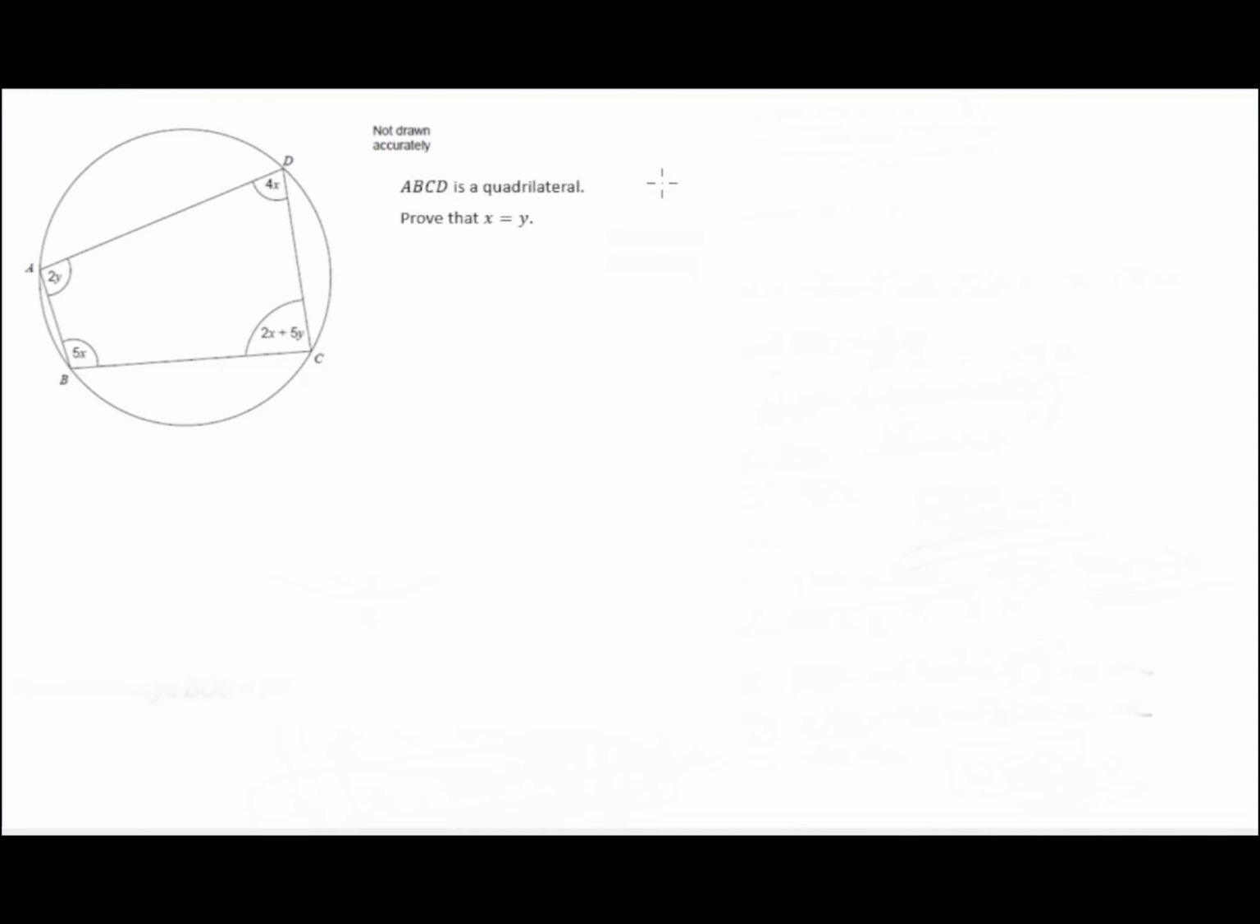Now today we're going to look at this geometric proof question. So here we have ABCD is a quadrilateral. Prove that x is equal to y. So let's have a look at this diagram here.